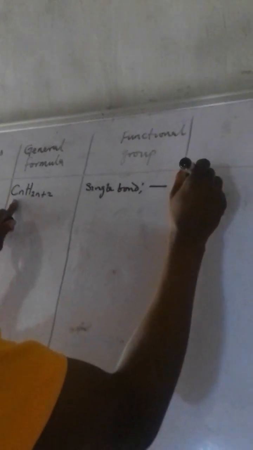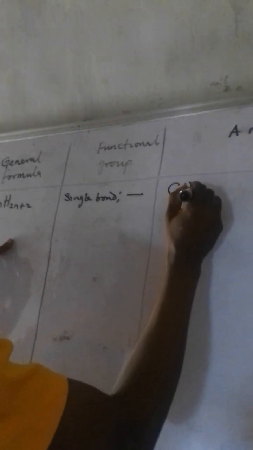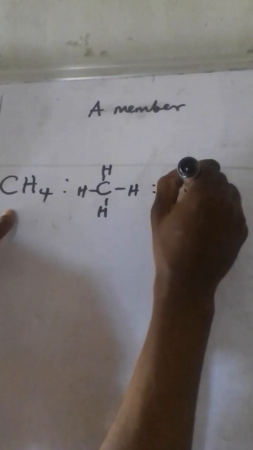Now, let's look at a member of alkane. Let's look at the first member, which contains one carbon atom. Looking at this formula, CnH2n+2, let's look at C1, which is one carbon. H2n there means 2 times 1, which is 2, plus 2, which is 4. So CH4 is a member of alkane. It could be written as this, CH4. This is the structural formula. And the name is methane.